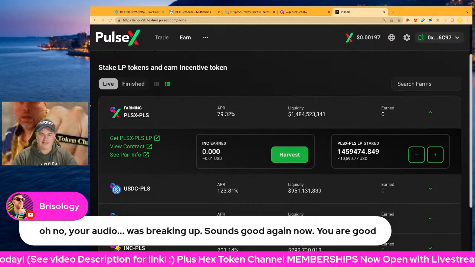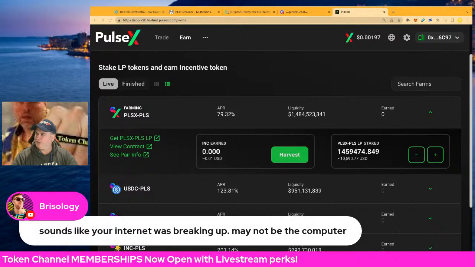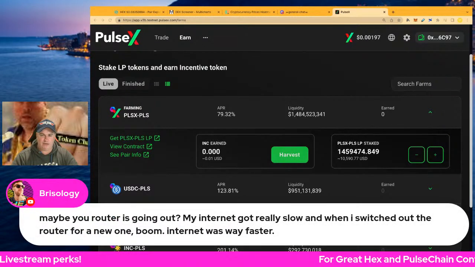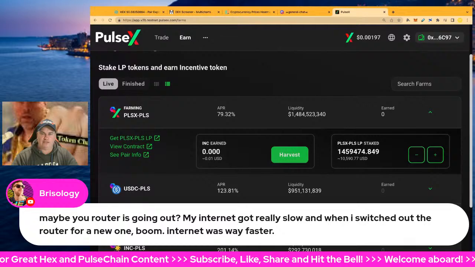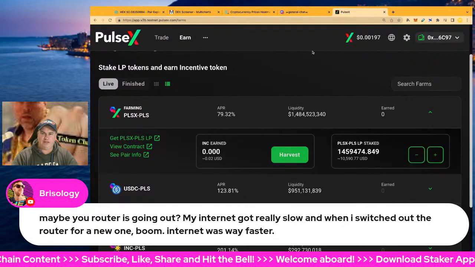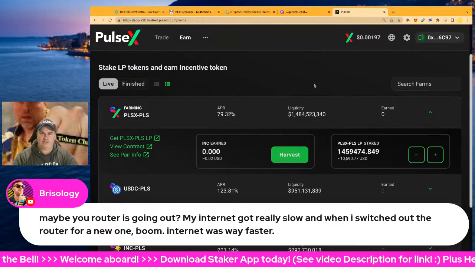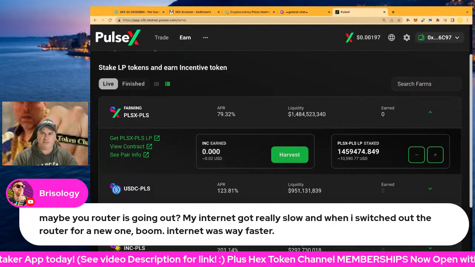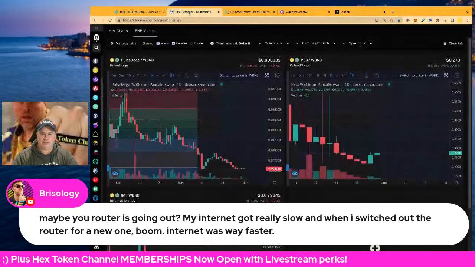It's pretty insane there. Sounds like your internet was breaking up. May not be the computer, says Briz. Yeah, should be right. I'll double check that, Briz. Maybe your router is going out. My internet got really slow, and when I switched out the router for 1 minute, boom, internet was faster. Okay, yeah, I'll check that for sure. Maybe there is an issue with the router. Normally, also the other thing is if the internet goes down, then you quickly know about it, right? It's just the way it goes, for sure. So yeah, we've got fiber to the wall, and then I got wireless from there. So that's the setup. I would love a full fiber setup. Actually, I might think about that. The logistics are a little bit crazy, but otherwise, I would like to think about that.